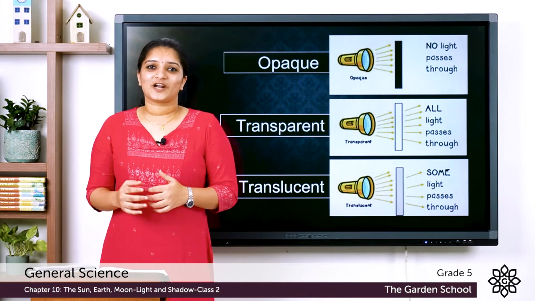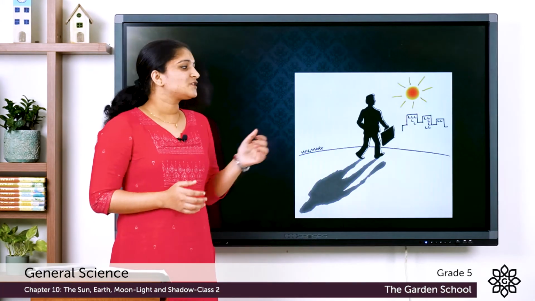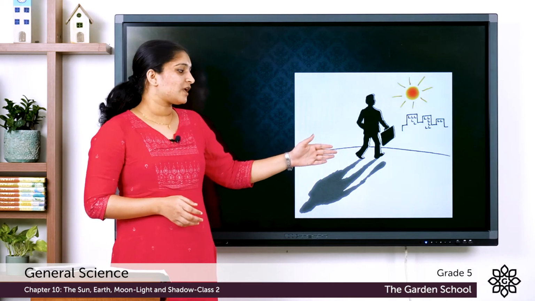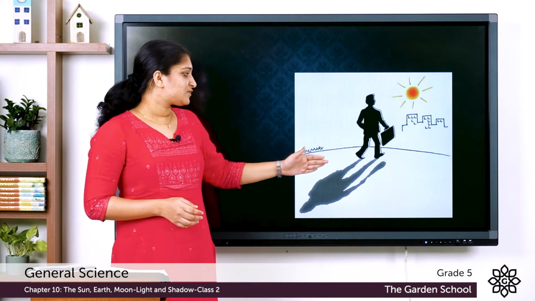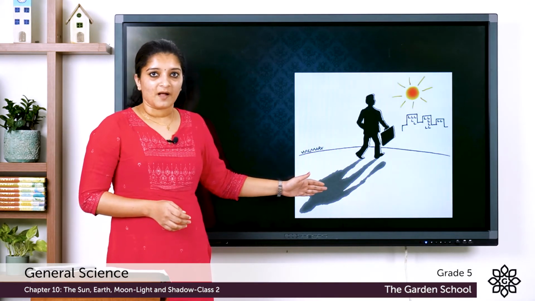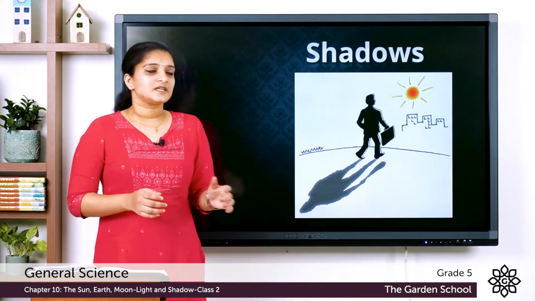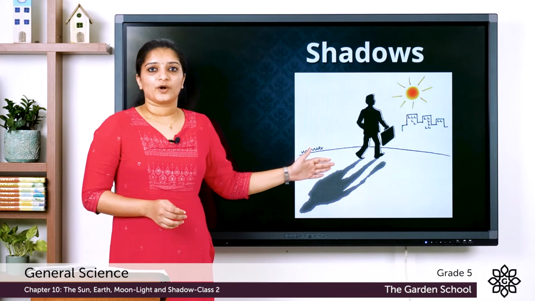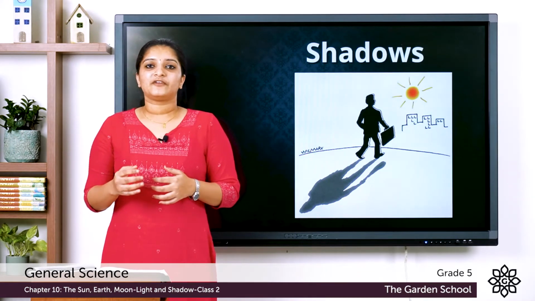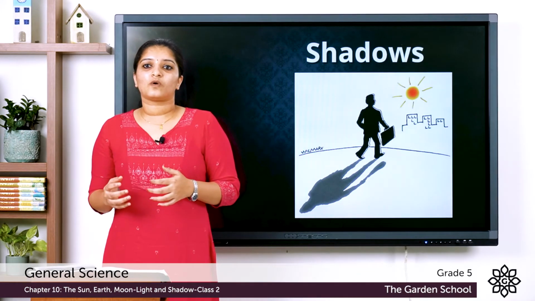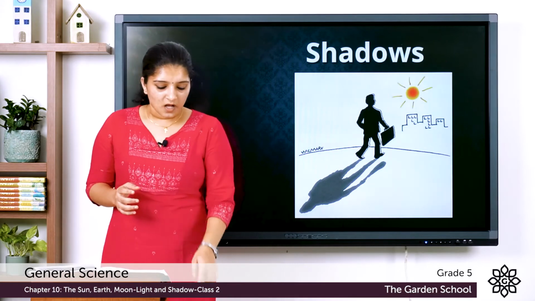Now I would like to draw your attention to a picture. In this picture you can see that the man is walking on a sunny day and he is followed by a dark area. Do you know what this dark area is? Yes, this dark area is called a shadow. It is very common that when we walk on a sunny day, we are often followed by a darker area which is known as a shadow.